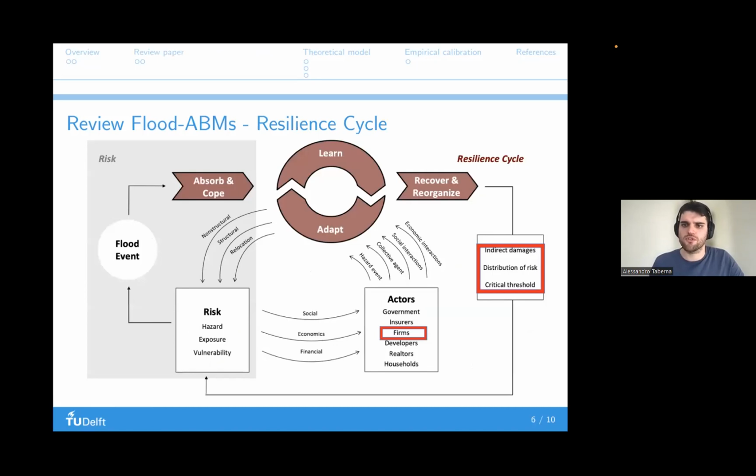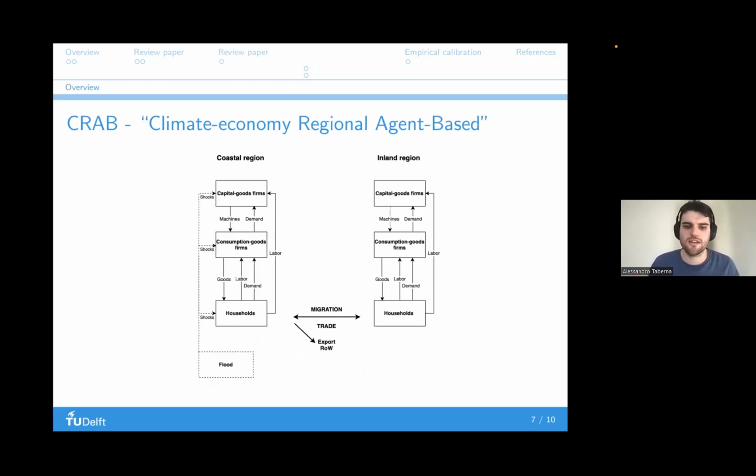However, what we also notice is that there are still some very important things missing. One is firms. Firms are used in the empirical measurement of resilience. They are always important because they provide households with jobs and income, and they are never modeled in this stream of literature. And they also usually limit the analysis to the direct damages. So we have these direct damages, but then what do these direct damages mean for society, how are these risks distributed among actors, and is there any tipping point or threshold where the system changes state, which has been discussed extensively yesterday.